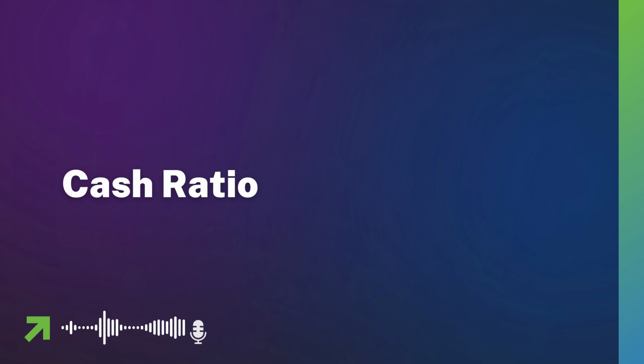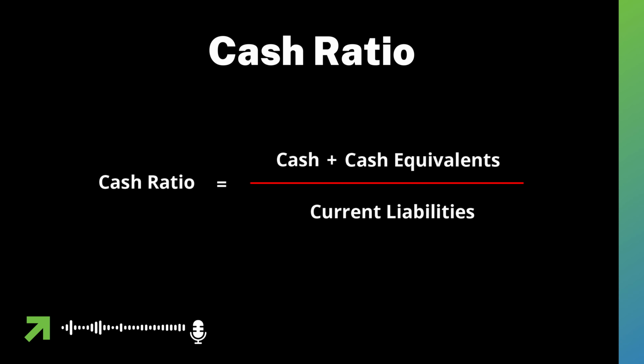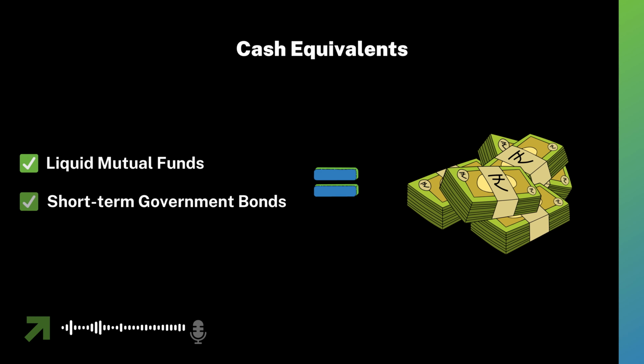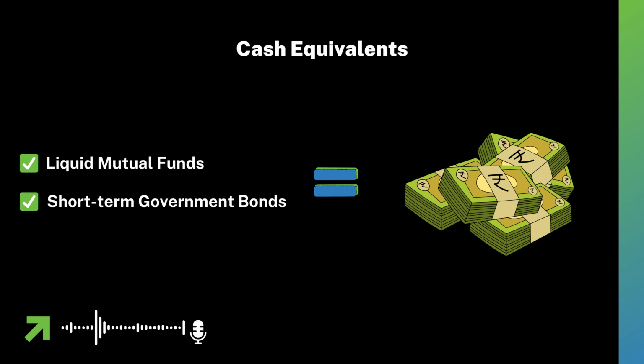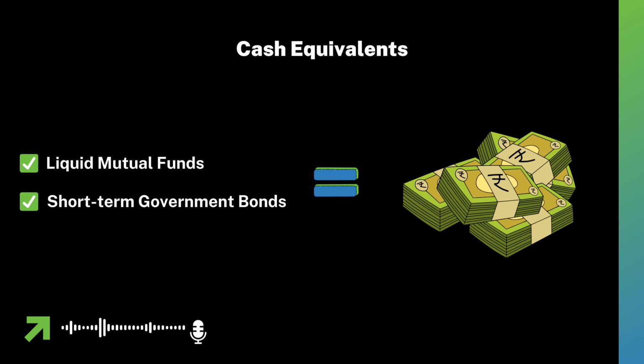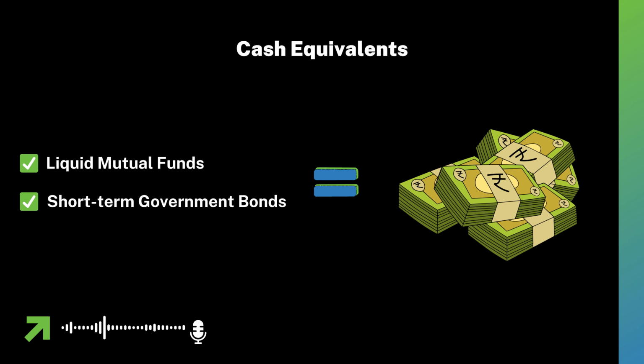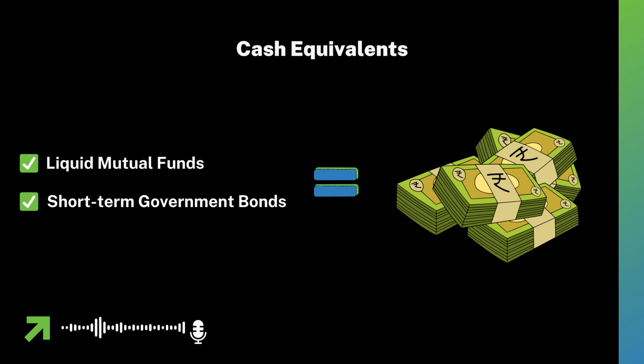Finally, we have the cash ratio. The cash ratio is the most conservative of the three, as it measures a company's ability to pay off its current liabilities using only its cash and cash equivalents. Cash equivalents are highly liquid investments that can be converted quickly into cash. Some examples are liquid mutual funds and short-term government bonds.